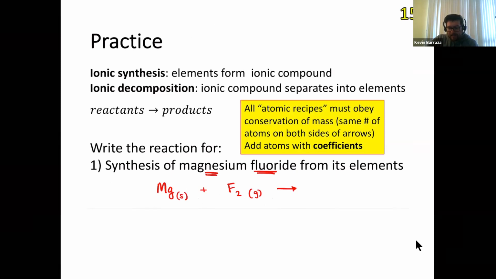I like to do this on the side so that I don't make a mistake. So I'm going to put Mg and I'm going to put F. The charge of Mg, let's look at it. It's in the second group, the alkaline earth metals, plus 2. F is minus. And so we crisscross them. Our result is going to be MgF2. Now, what phase of matter should an ionic compound be?